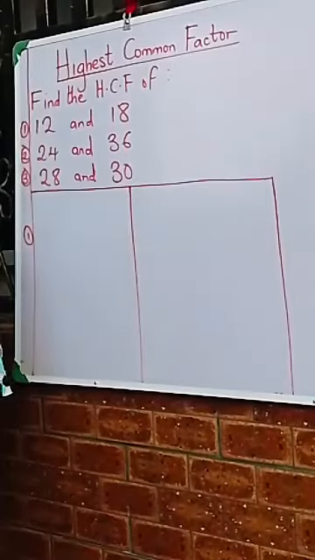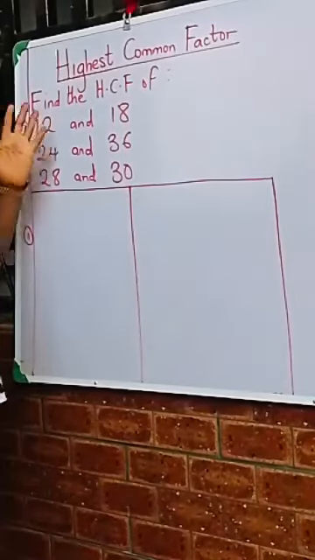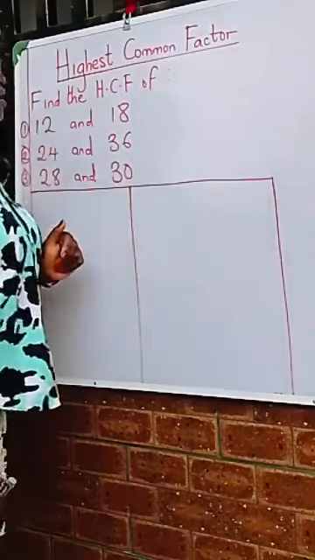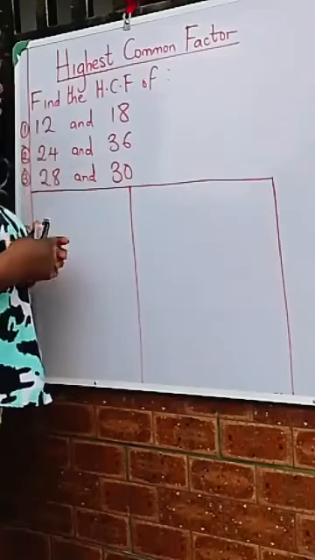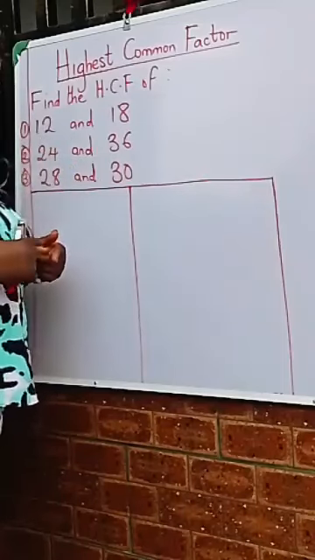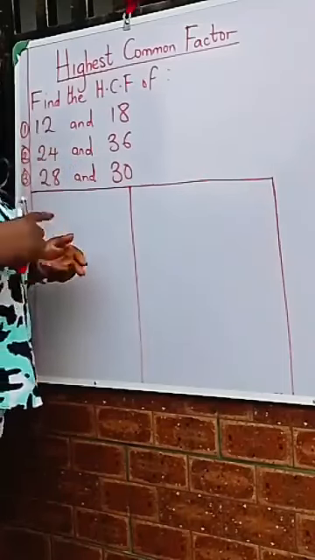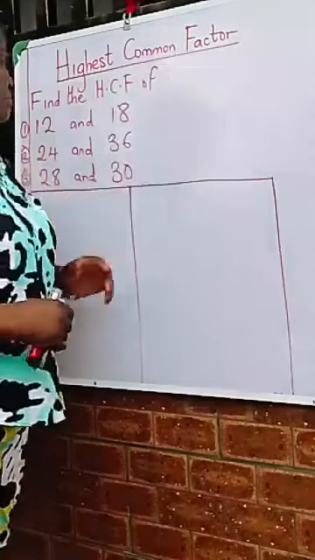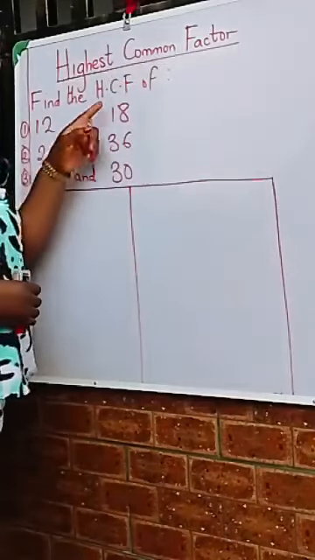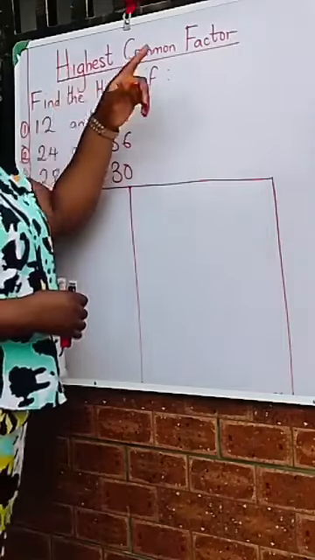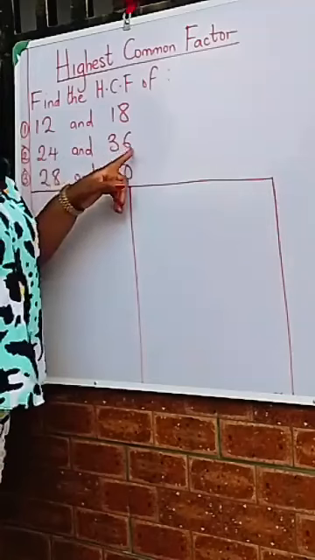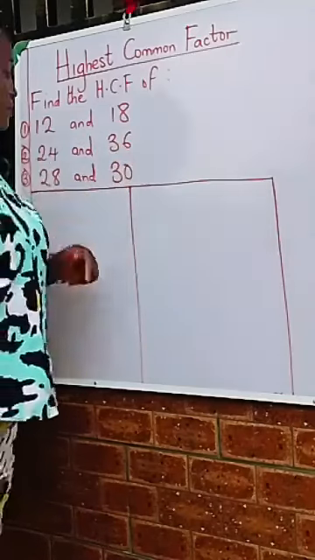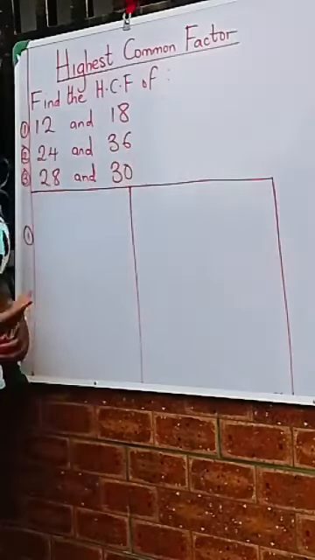In our last lesson, we learned lowest common multiple, where we solved some given numbers, finding their LCM using two methods, the multiple method and the factor method. So today we are going to be looking at highest common factor. We are asked to find the HCF, which is the abbreviation for highest common factor, of 12 and 18, 24 and 36, 28 and 30. So let's delve in.